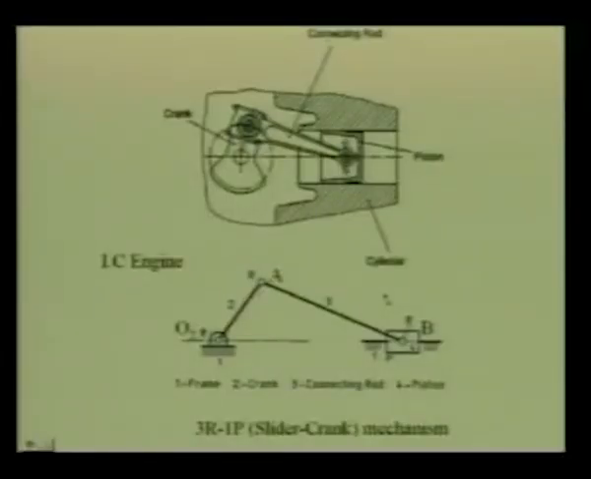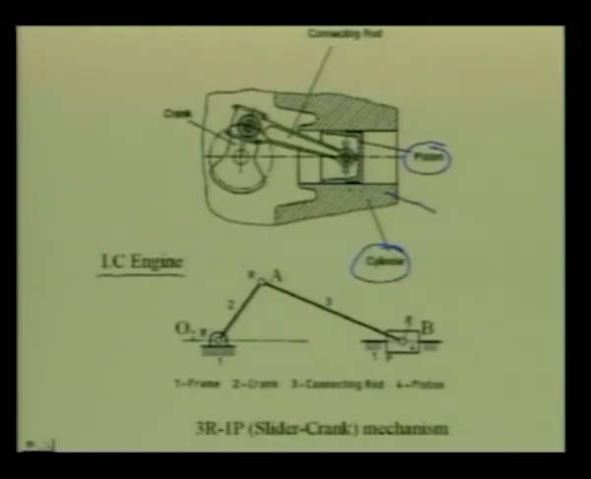As a further example, let us talk of the mechanism which is used in an IC engine. As we know, here the cylinder block, which is a part of the automobile frame, in which this piston executes to and fro motion.